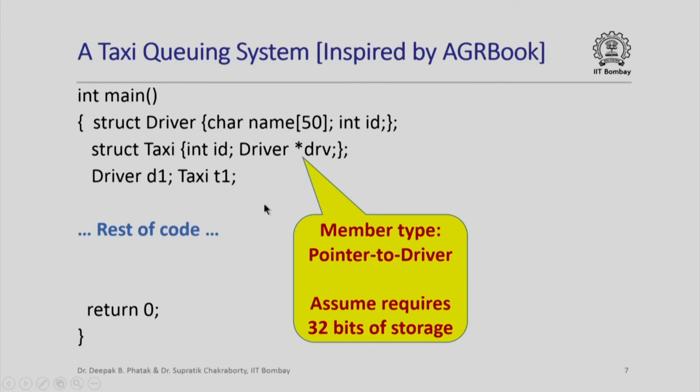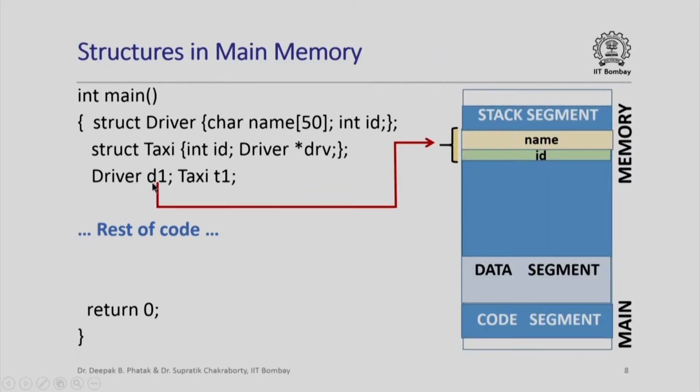Now, if we assume that every location in main memory in our computer can be addressed using 32 bits of address, then every pointer, which must store such an address, would require 32 bits of storage or 4 bytes of storage. We have also defined two variables here, D1 and T1.